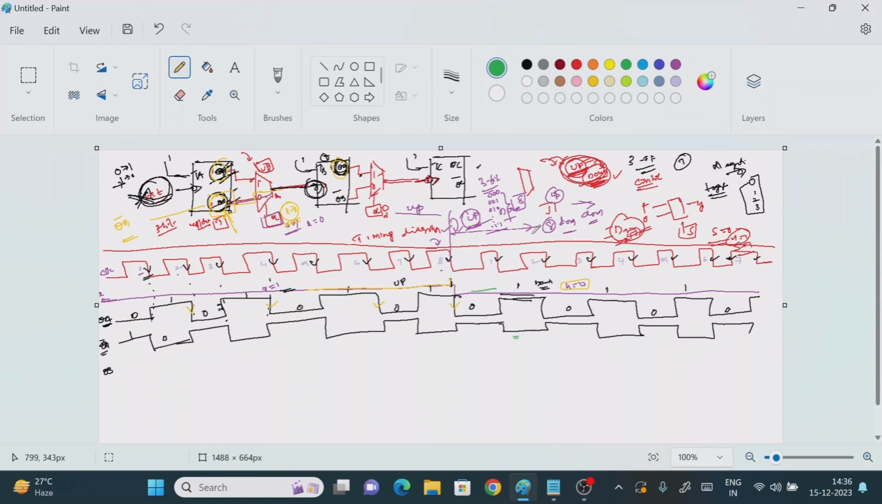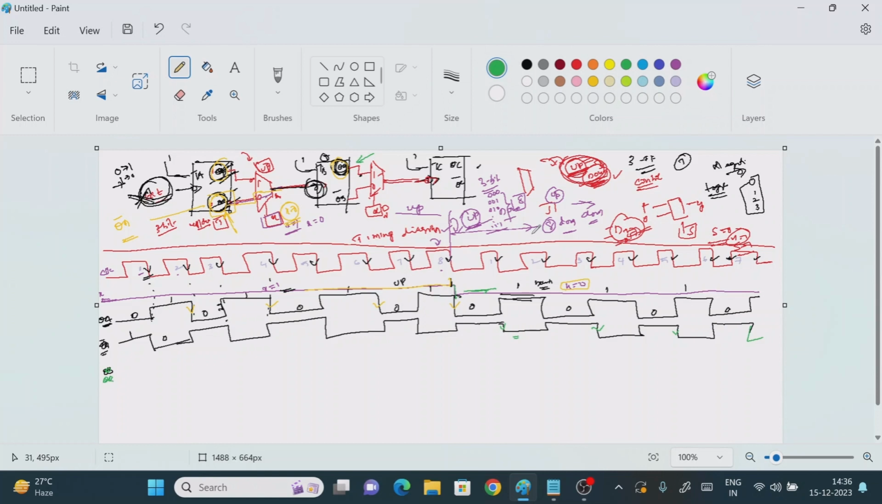So this is the starting point, right? From here onwards it is the down count. Here this is the negative edge, falling edge, falling edge, falling edge, one more, this is the falling edge. Based on this QA bar we are going to find the output of the QB.